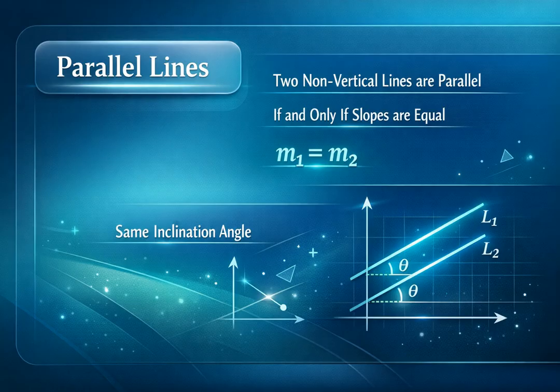Two non-vertical lines are parallel if and only if their slopes are equal. This makes sense. Parallel lines have the same steepness and direction, so they must have the same angle of inclination. If m1 equals m2, the lines are parallel. Conversely, parallel lines have equal slopes.